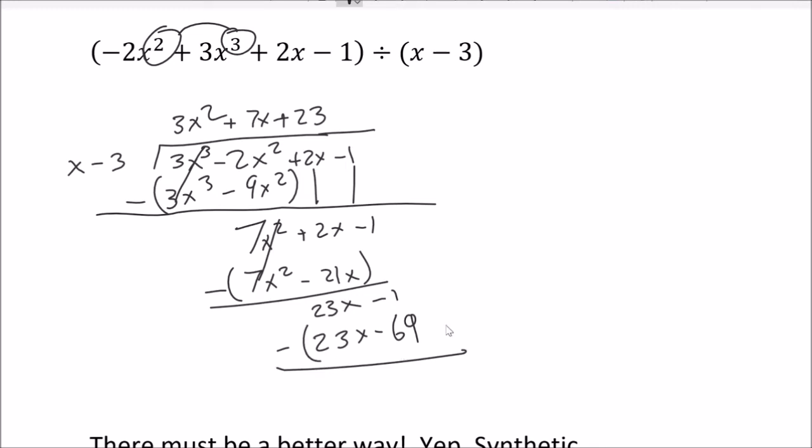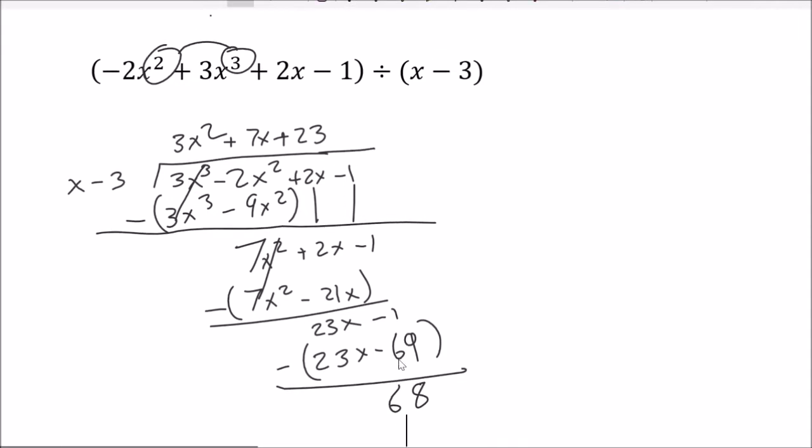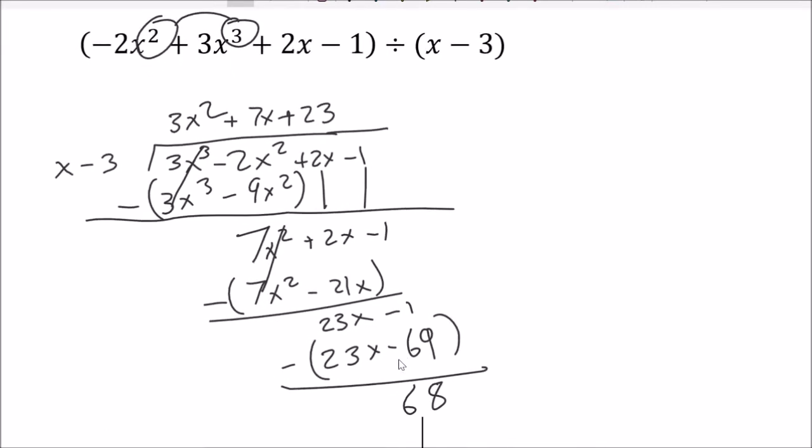Subtract it. Be careful when you're subtracting a negative. We have negative 1 minus negative 69. That's like plus 69, so this is 68. We have to make sure we answer the question in the way it was asked. They asked us to do division. So what's the answer? The answer is this thing up here, but you also include your remainder. Do not say R68. What we're going to say is plus 68 over x minus 3. And now that's done.